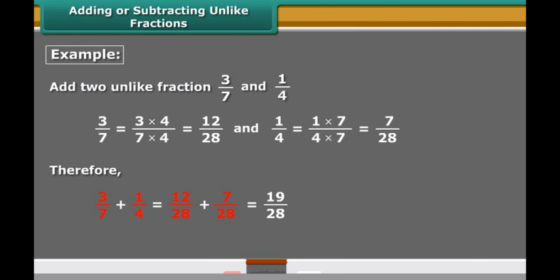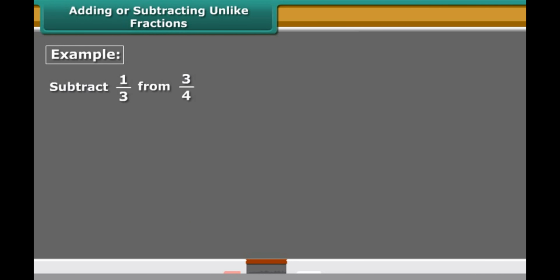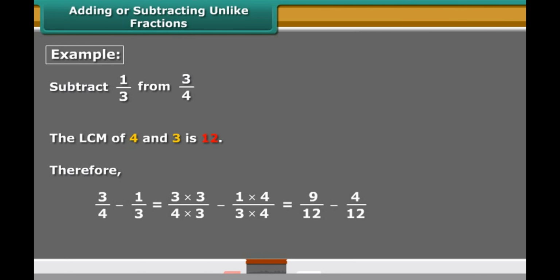Note that 28 is the least common multiple, LCM, of 7 and 4. In another example, to find the subtraction of unlike fractions, first we need to find equivalent fractions of 3/4 and 1/3, which have the same denominator given by the LCM of 4 and 3. The required LCM is 12. Therefore, the subtraction of 3/4 and 1/3 is 5/12.